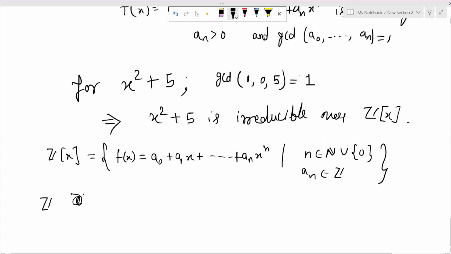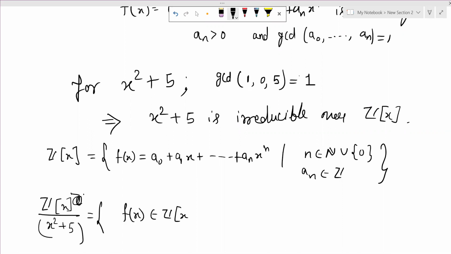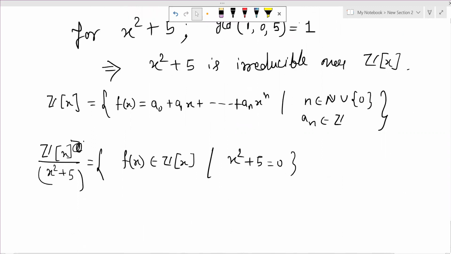So Z[x] mod x squared plus 5, what is this ring? f(x) belongs to Z[x] such that x squared plus 5 you are treating as 0. So it should be the same as x equals plus or minus root of minus 5, right? Either I take plus or minus, it doesn't matter, because if I choose plus, I can choose a1 equals minus a1 for that. All polynomials come there, right? So it is enough to choose the plus one, because if I choose x to be plus, I can obviously include x to be minus there by choosing a1 equals minus 1.